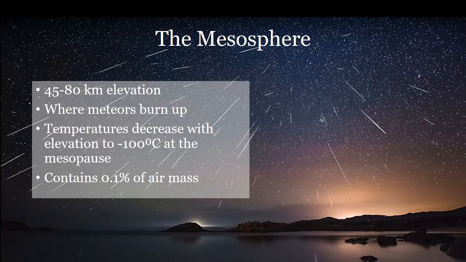Additionally, just like the troposphere and unlike the stratosphere, the temperature decreases with elevation. So as you get higher up, you don't have that many particles that are being warmed up by the sun, and you can get temperatures as low as negative 100 Celsius in the mesosphere, which is pretty damn cold.